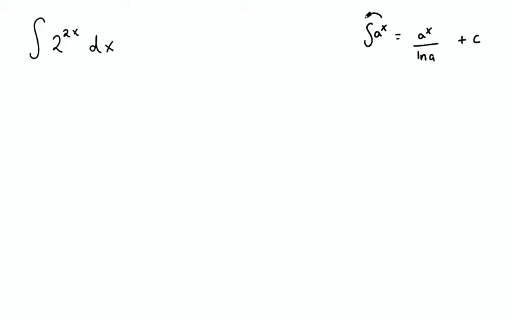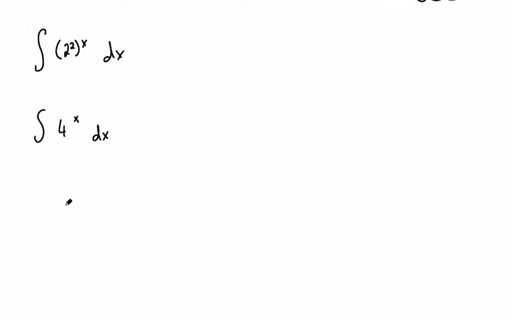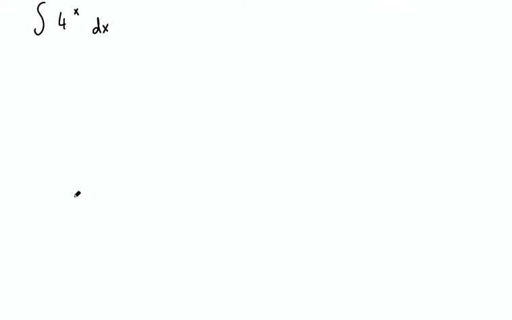So I'd have to get it down to a to the power of x, not a to the power of 2x, but a to the power of x. One way I can do that is by using my indices rules, and I would have 2 to the 2, which is going to be 4, and then it's going to be to the x. So we just actually have a question that's asking us to integrate 4 to the x. And there's actually 3 ways that you could go about this question.